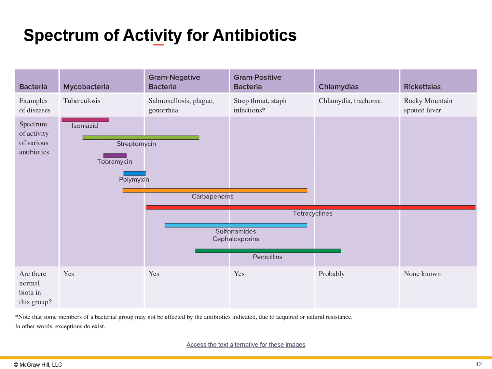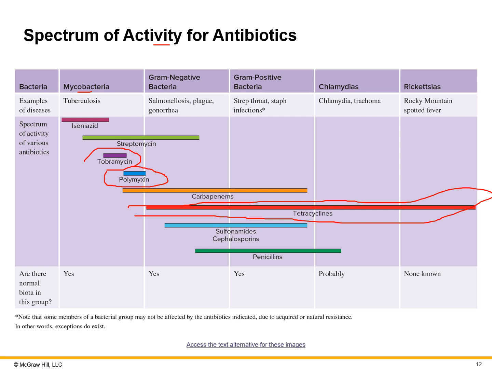So just some of the spectrum of activity. Thinking about narrow spectrum, drugs like tropomycin and polymyxin have a pretty narrow spectrum, only effective against Mycobacterium that cause tuberculosis, whereas our broadest spectrum here would be tetracyclines, which as you can see are used to treat lots of different organisms: gram-negative, gram-positive, chlamydias, and rickettsia that causes Rocky Mountain spotted fever. So this is just showing how different these antibiotics can be as far as their spectrum.